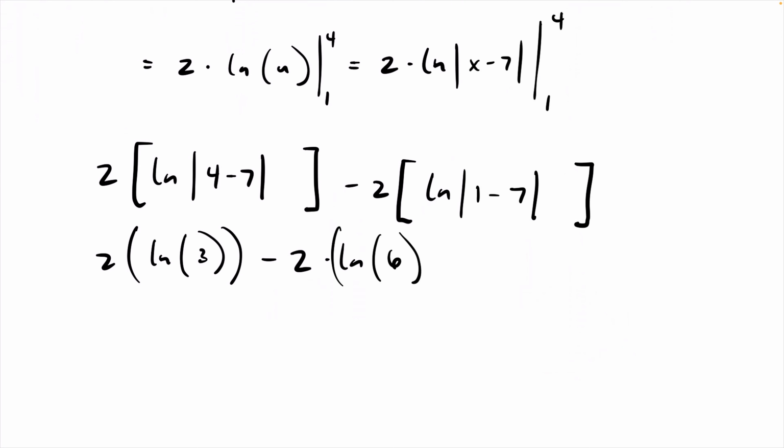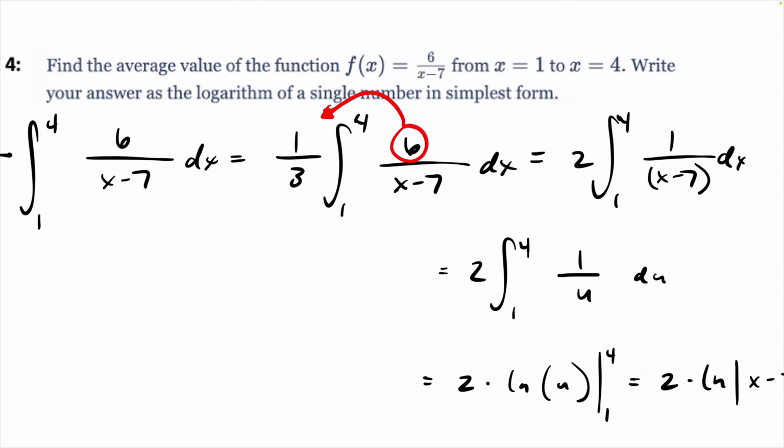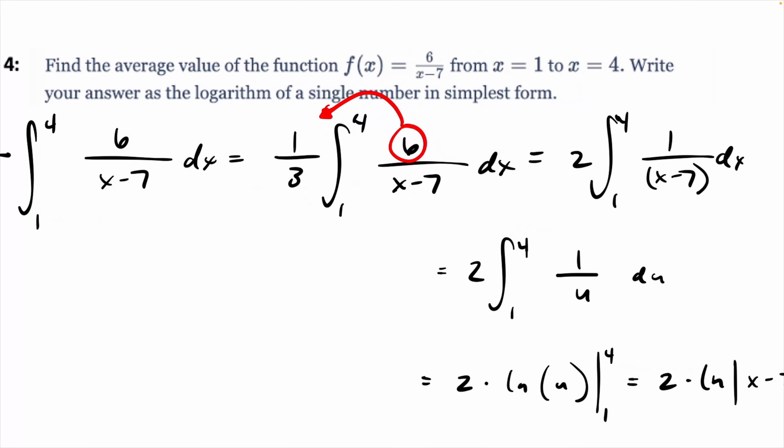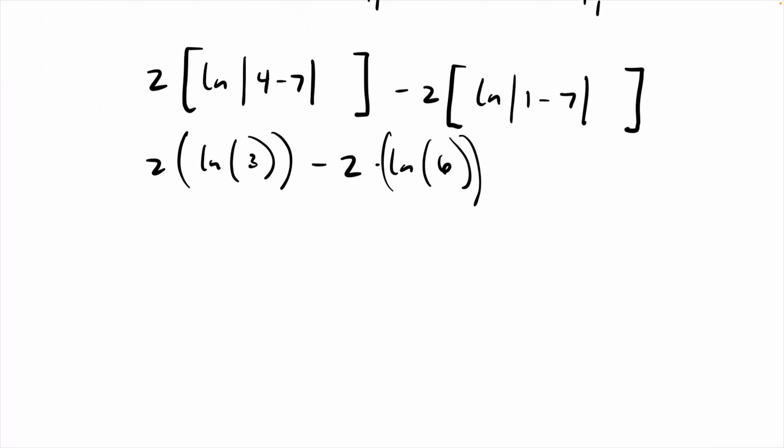Now, without a calculator, I don't know what the natural log of 3 is, and I don't know what the natural log of 6 is. That's why it said, for natural logs, just simplest form. Simplest form. That's as far as I can go.